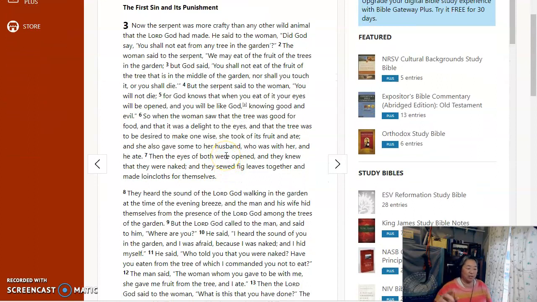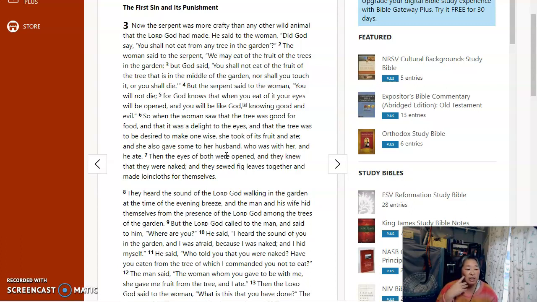Then, of course, the famous story of the serpent. The serpent is not evil. The serpent is not Satan. The serpent is just craftier or smarter. So these are things that Christianity teaches about this story, but it's not in the story. It's not true. Satan is not in this story. So the serpent is just like any other animal, just smarter.